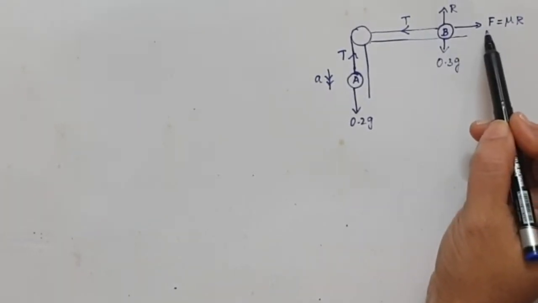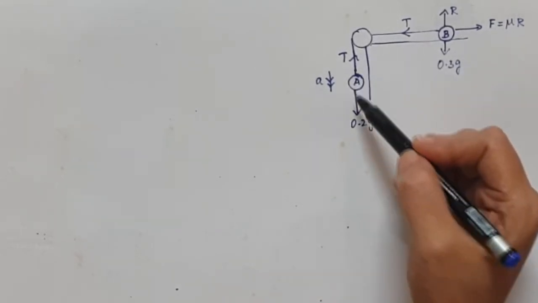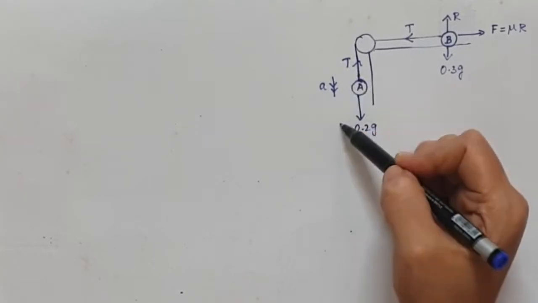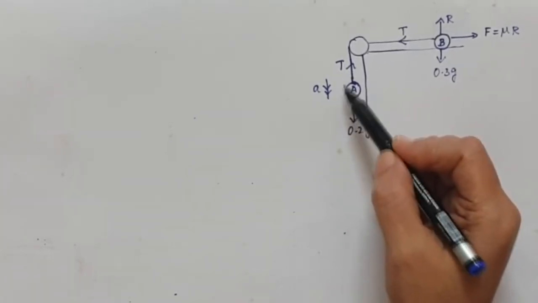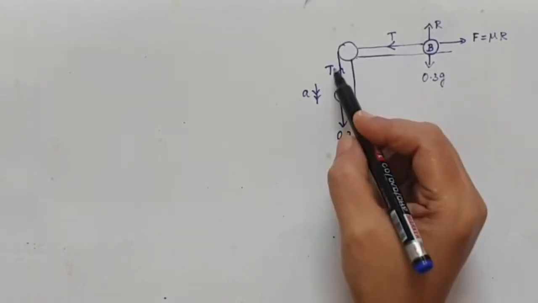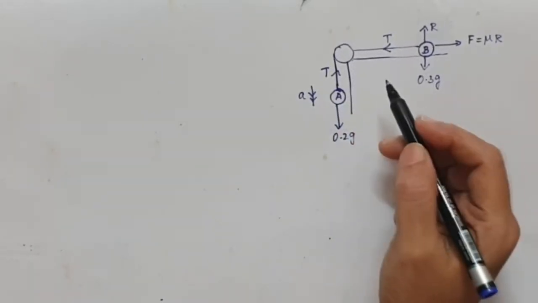This is a rough table, so we have the frictional force F equal to mu R. And this is hanging freely, and the weight is 0.2 g. This has a tendency to come down. So it is A, and the tension is towards the pulley over here. Always, tension will be towards the pulley.